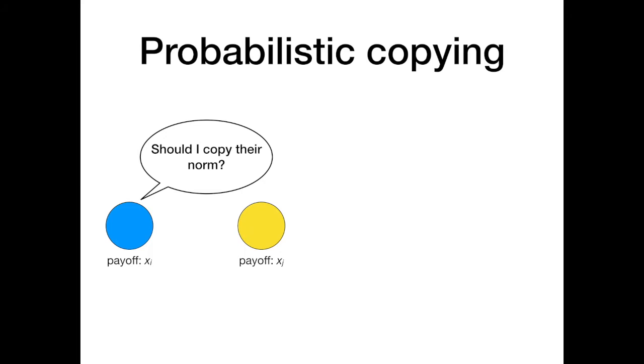Here's why I think probabilistic copying makes sense. If your payoff is higher than mine, if your payoff is a lot higher than mine, I should be very likely to copy you. If your payoff is only a little higher than mine, then I should probably be more likely to copy you than not, but also still somewhat likely to stick with my current strategy. And if your payoff is worse than mine, I should generally stick with my current strategy.